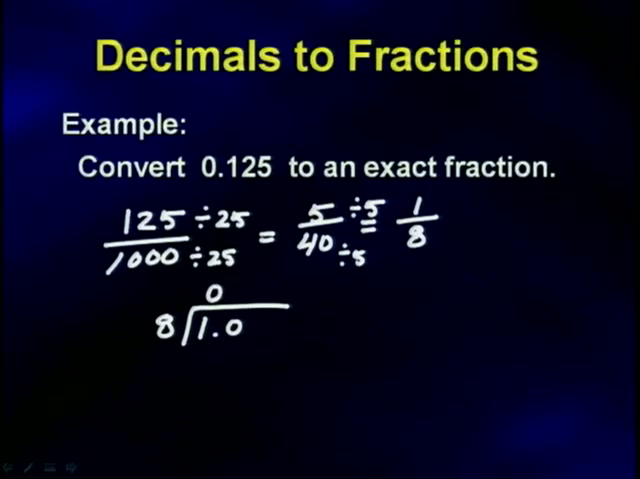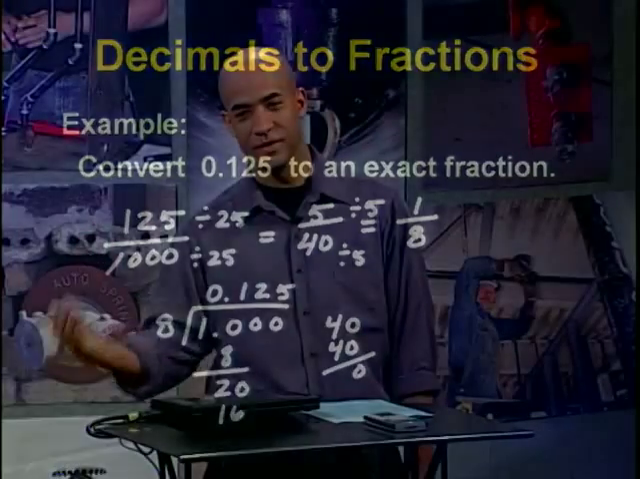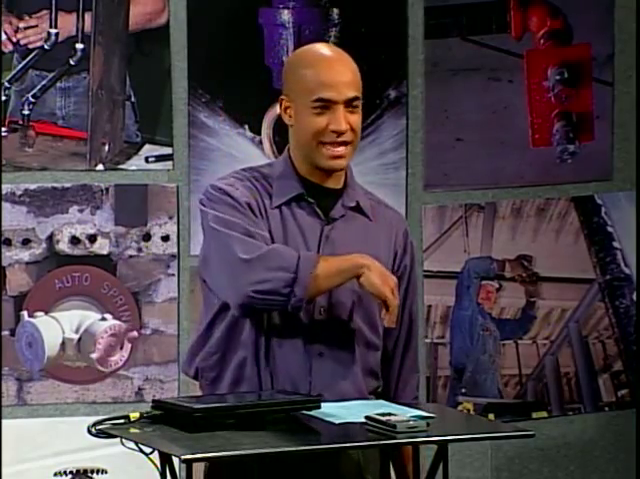8 doesn't go into 1, but it will go into 10 once, with 2 left over. 8 will go into 20 twice, gives me 16. So 20 minus 16 is 4. I'll bring down another 0, and 8 goes into 40 5 times. So I get 0 left over. So I'm pretty sure I did it right, because I went from 125 thousandths to 1/8, and then back from 1/8 to 125 thousandths.